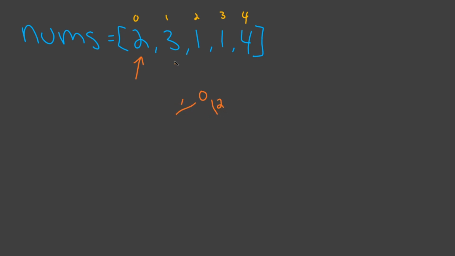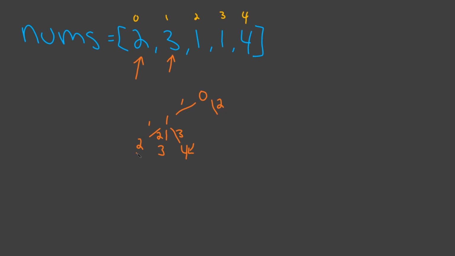If we do 1 jump, we're going to end up at index 1, and at 1 we have a value of 3. So that means we can do up to 3 jumps. So we're going to have 1, 2, and 3, and now we see where we end up. So if we do 1 jump, we end up at index 2. If we do 2 jumps, we end up at index 3, and if we do 3 jumps, we end up at index 4, which is what we want.